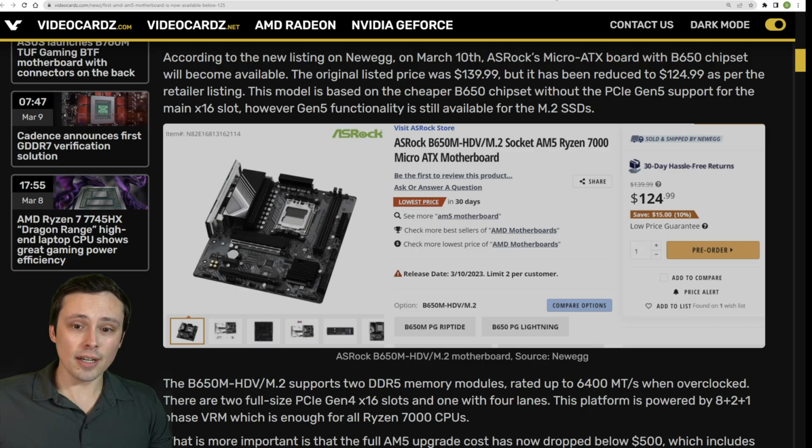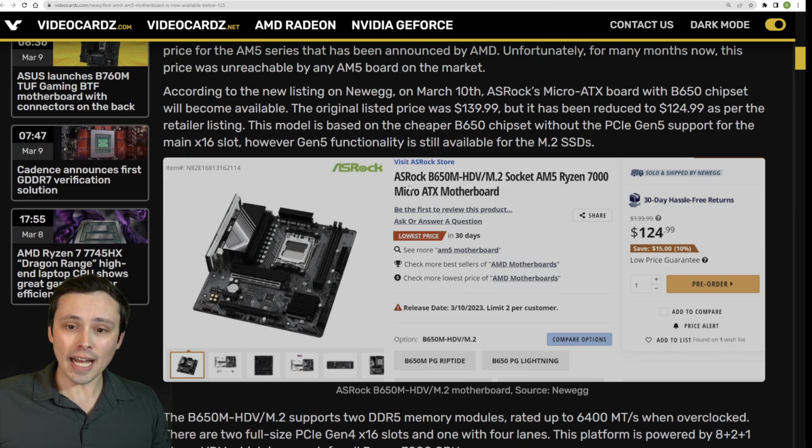I want to mention AM5 motherboard pricing. It's looking like the ASRock B650M did go up for pre-sale for $125, and that's good news because a lot of people's hesitation to jump onto the AM5 platform has been the high motherboard cost, but we are now seeing a B650M coming down to $125, so progress is being made on that pricing.